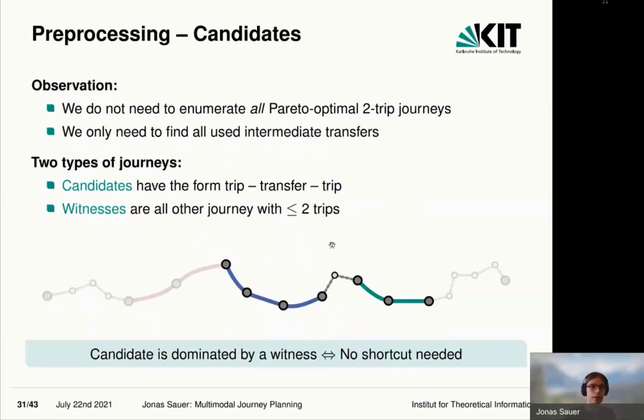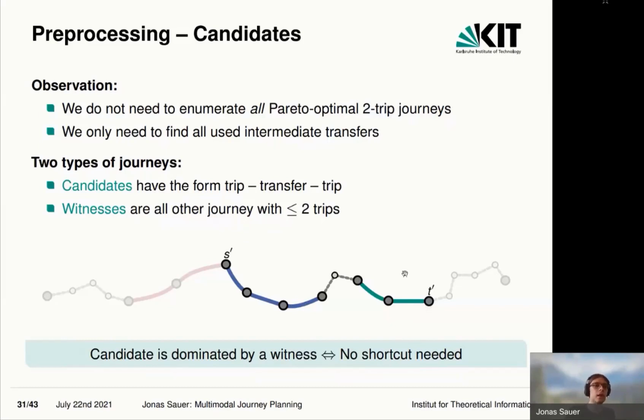Fortunately, we can do better than that because we don't have to enumerate all Pareto optimal journeys with 2 trips. We only need to enumerate enough so that we find all intermediate transfers that are necessary. And so we classify journeys into 2 categories. One is candidate journeys, which have the form a trip followed by an intermediate transfer followed by another trip, but no initial and no final transfer.